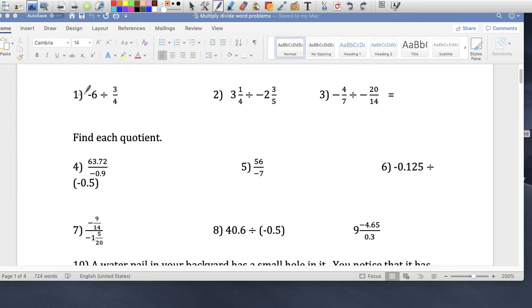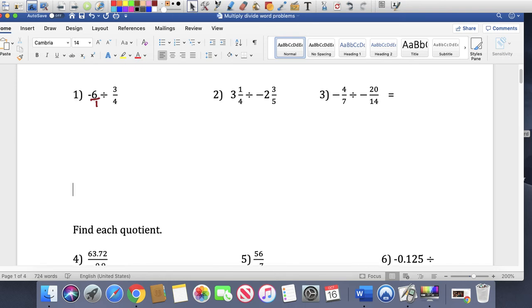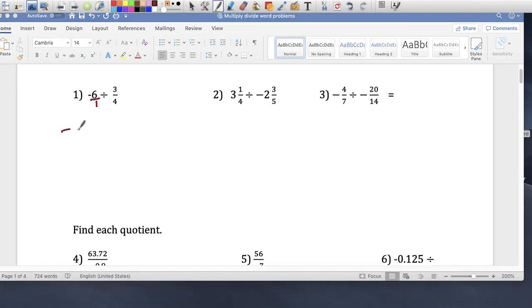First one, the first thing I want you to do is put this as a 1 over 1, right? Now, it's a division problem, a division of fractions. We're going to use a method of using multiplication. We're going to change this to a multiplication problem, and we're going to multiply by the reciprocal of 3/4. So it's going to look like this. Now it's -6 over 1. The division becomes multiplication, and the 3/4 is going to become 4 over 3.